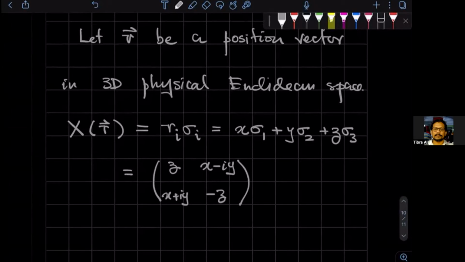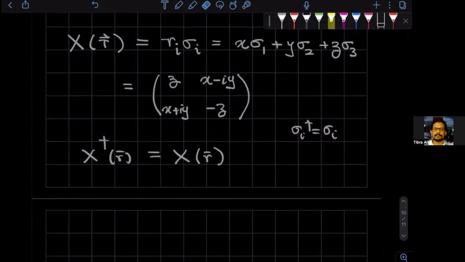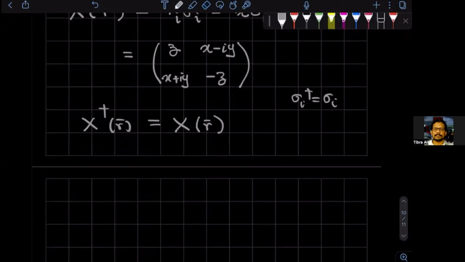This is just a definition, okay? So now notice some things. If I take the Hermitian conjugate of X, we see that it's a Hermitian matrix, because the Pauli matrices are all Hermitian matrices, and X, Y, and Z are real numbers. Okay, so this is number one.